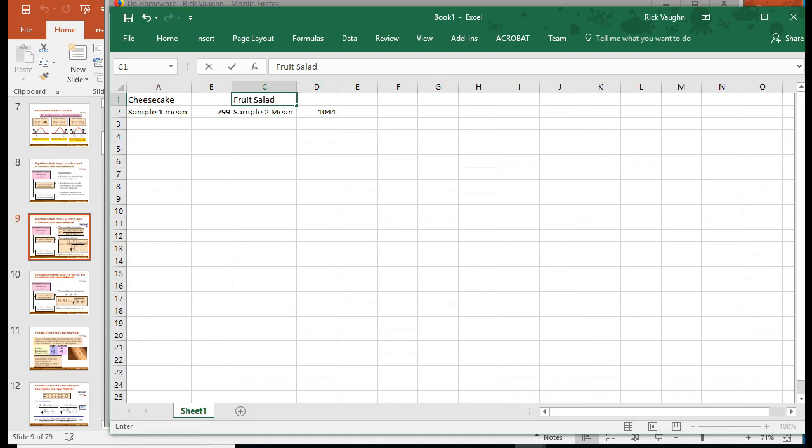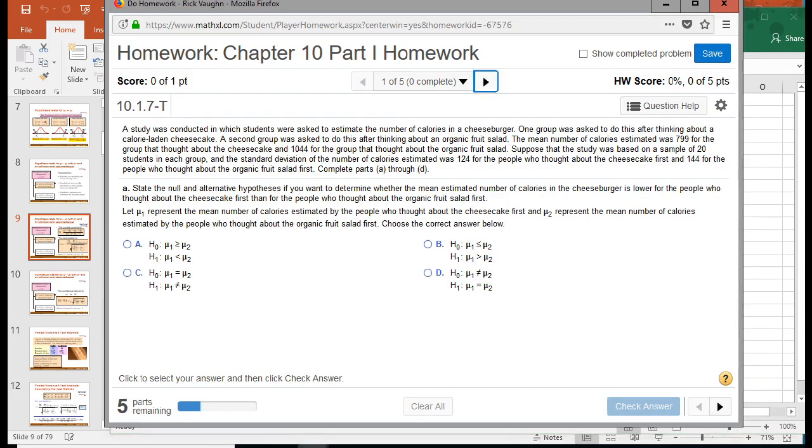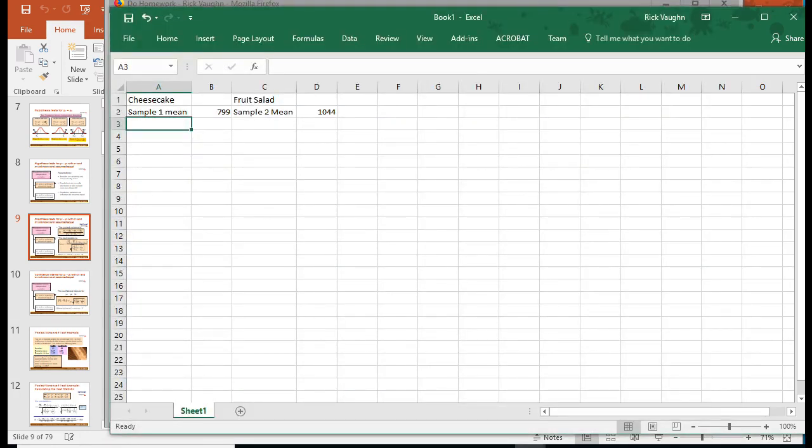So sample 1 is the cheesecake group, and sample 2 is the fruit salad group. The mean number of calories that they estimated were 799 and 1044. The study was based on a sample of 20 students in each group. So we'll have our sample sizes: 20 here and 20 over here.